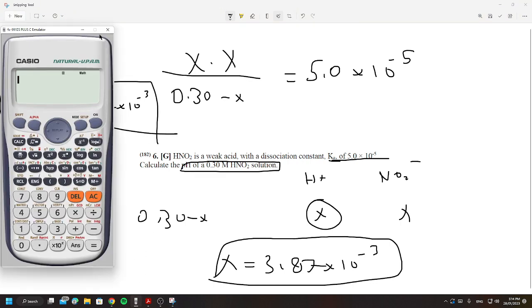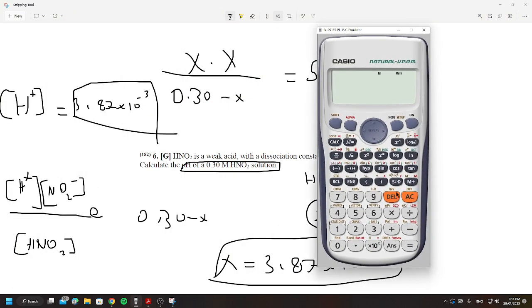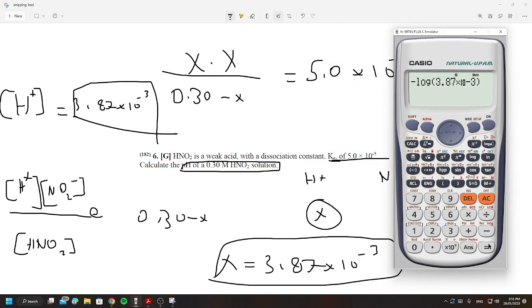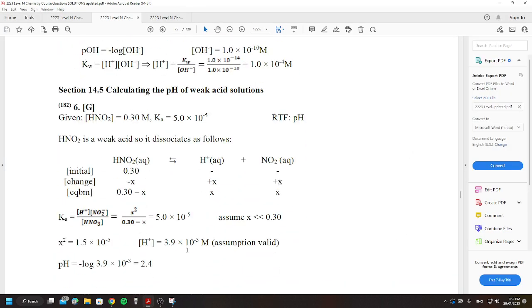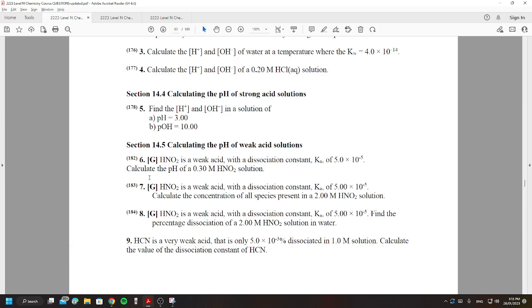After this, I'm going to show you the shortcut, and I'm going to apply it to the rest of the questions. There's one question though where you can't apply the formula because the acid in mind is a strong acid, and you can't apply the formula I'm about to show you for strong acids. So, negative log 3.87 times 10 power negative 3, equal to 2.41. Their answer, 2.4.